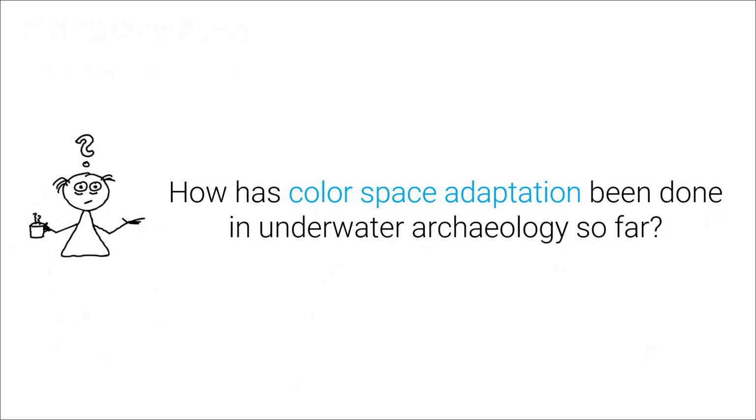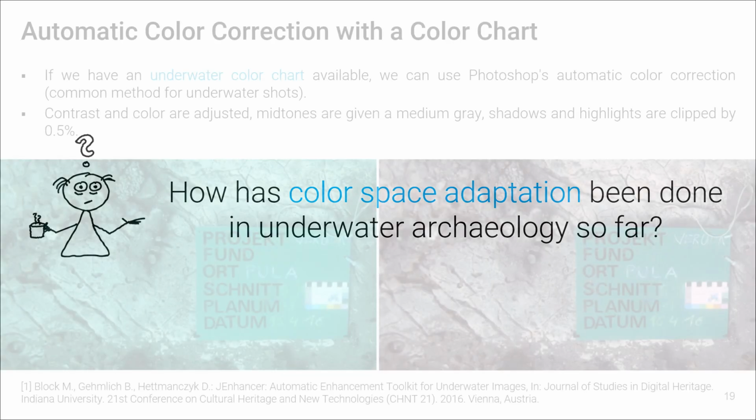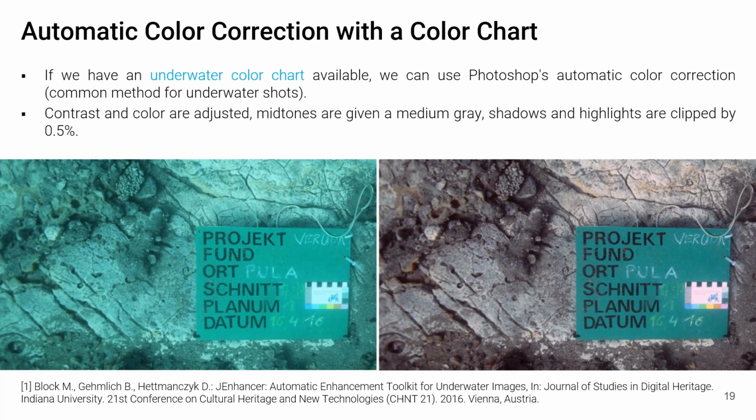How do you think color space adjustment is usually done in underwater photography, or what tools would you use to achieve this? If we include a color chart underwater, we can use Photoshop to perform automatic color correction. Photoshop then adjusts the contrast and color by identifying shadows, midtones, and highlights. The default version neutralizes the midtones with a medium gray and crops the shadow and highlight pixels by 0.5%. This is a common method for enhancing underwater images.